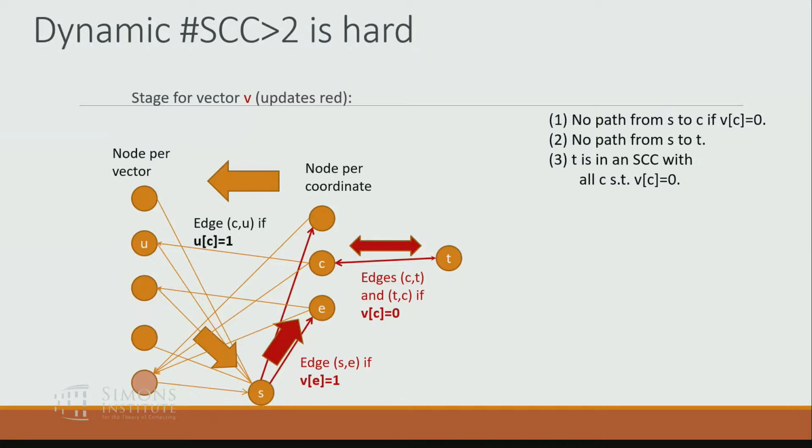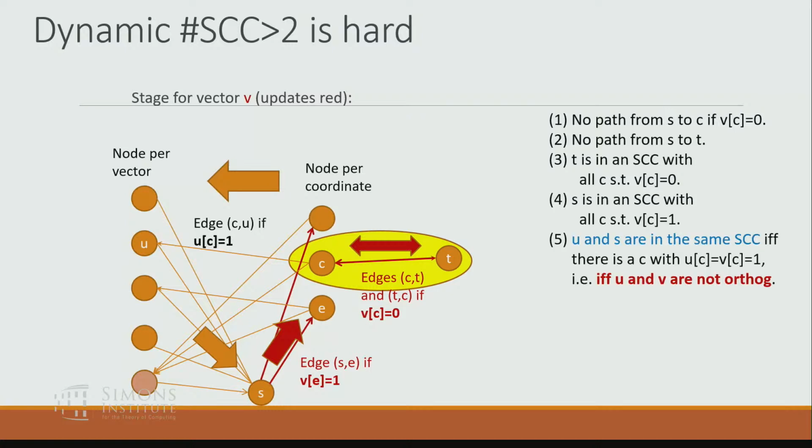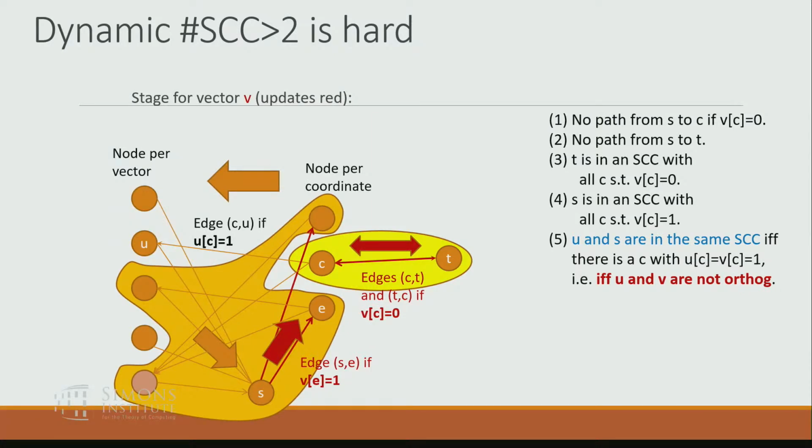t, on the other hand, is in a strongly connected component with all the coordinates that the vector has a 0 in. And s is in a strongly connected component with all the vectors that have a 1 in the coordinates that v does. Right? u and s, for some u over here, are in the same strongly connected component if v and u share a coordinate in which they're 1. So they're not orthogonal. So in other words, if all the vectors over here are not orthogonal to v, then this will be a full strongly connected component. And otherwise, if some vector here is orthogonal to v, then it will not be in any of these two, and it will be isolated. So there will be more than 2. So the number of strongly connected components is 2 if there's no vector orthogonal to v, and it is more than 2 otherwise.